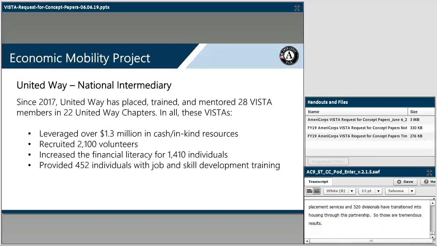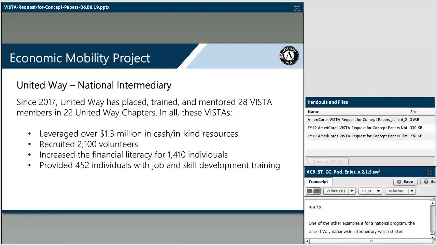One of our other examples is for a national program, the United Way Nationwide Intermediary, which started in 2017. It has placed VISTA members in 22 United Way organizations throughout the country where they have increased the financial literacy of over 1,400 individuals and provided another 400 individuals with the training and skills needed to find jobs. And it doesn't stop there. As you know, community work requires commitment and the help of people to achieve success. To continue multiplying their efforts within the United Way and the communities they serve, the VISTAs have recruited 2,100 volunteers. Lastly, they worked in the community and have leveraged $1.3 million in cash and in-kind resources. It's been a tremendous impact across the country.